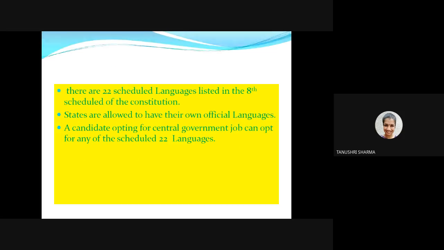There are 22 scheduled languages listed in the 8th schedule of the constitution. States are allowed to have their own official languages. A candidate opting for a central government job can opt for any of the 22 scheduled languages.